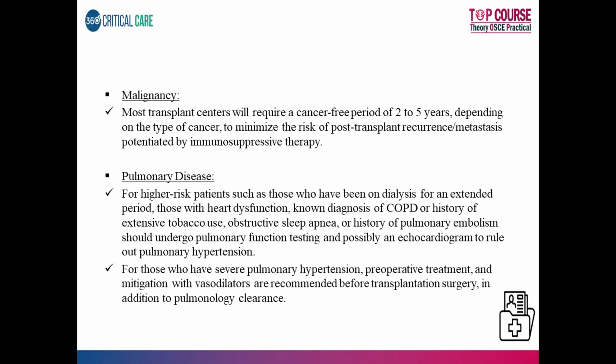Suppose you have diagnosed that this patient has a severe pulmonary hypertension, then you have to treat the patient preoperatively, stabilize, and then plan for transplantation.